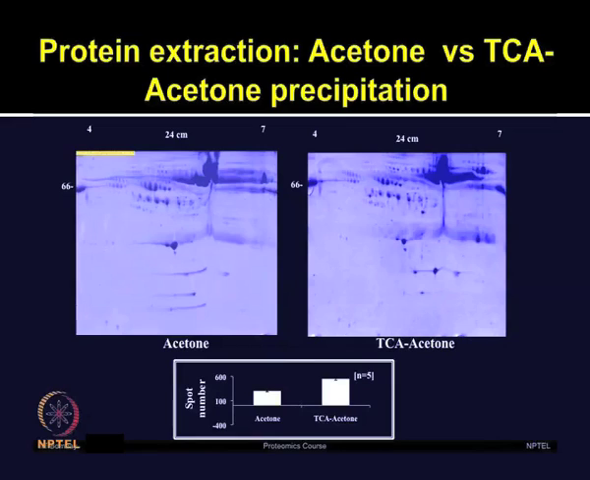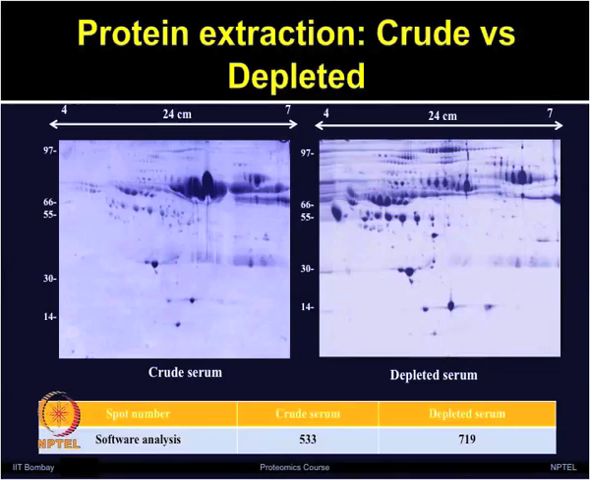As you can see in this slide, the left one shows the overall protein spots present in the acetone alone treatment, and the right side shows the TCA acetone precipitation. Overall, more spots were resolved on the TCA acetone precipitated gel. Since we standardized our conditions on the small gels earlier, we also tried to apply that on the large 24 centimeter gel, because that is where we have to perform all our analysis. We again compared crude versus depleted serum samples on the large gel, and as expected the depleted serum sample showed more spots as compared to the crude serum samples.